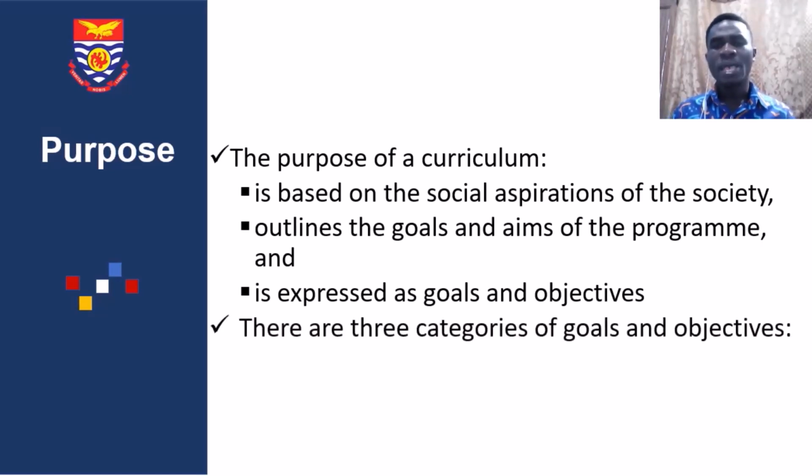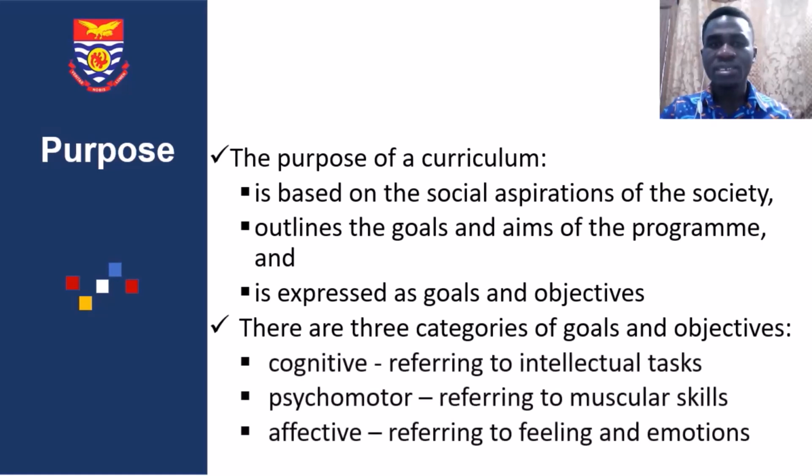Now, under the goals and objectives, there are 3 categories that we will have to consider. These 3 categories are the cognitive domain, which refers to the intellectual task or the cognitive skills, the psychomotor domain, which refers to the muscular skills, and the affective, which refers to feeling and emotions. So these are the categories of goals and objectives under the purpose.